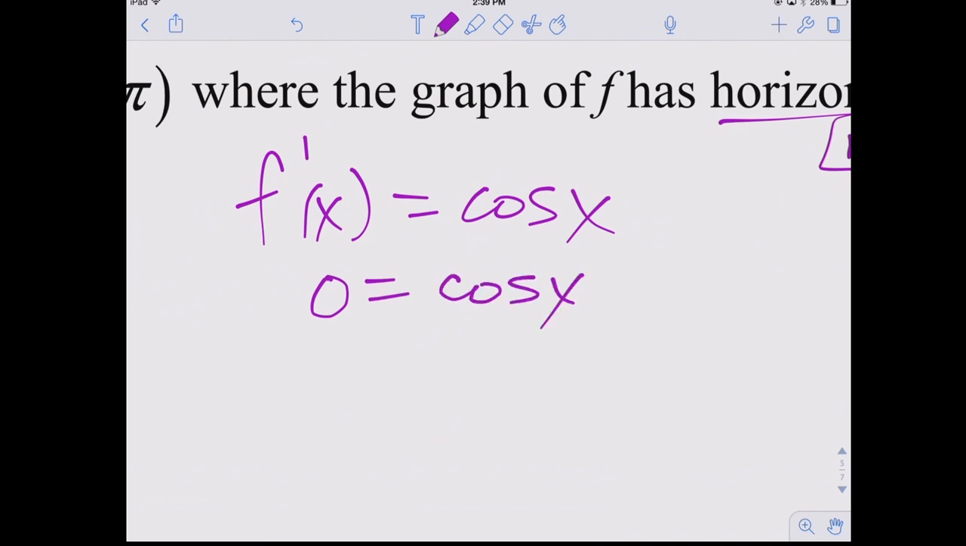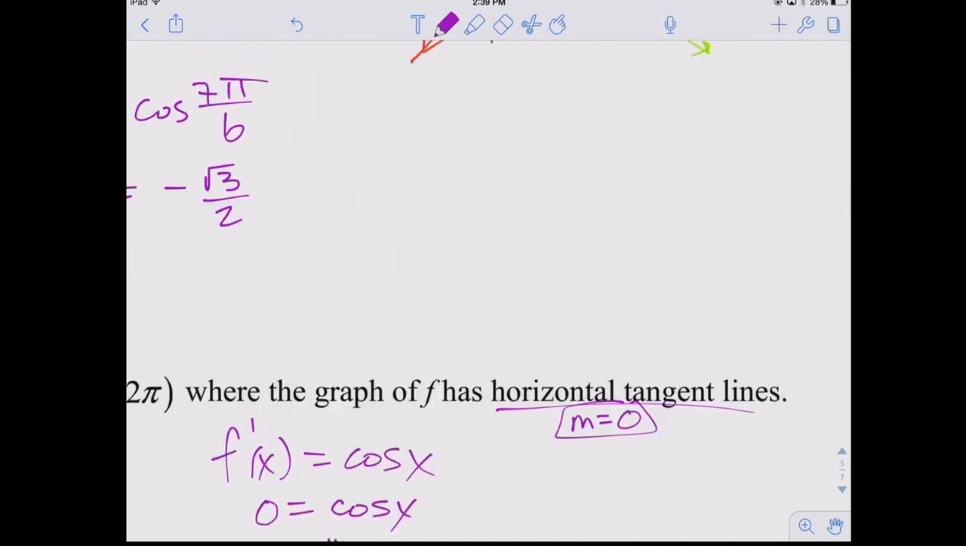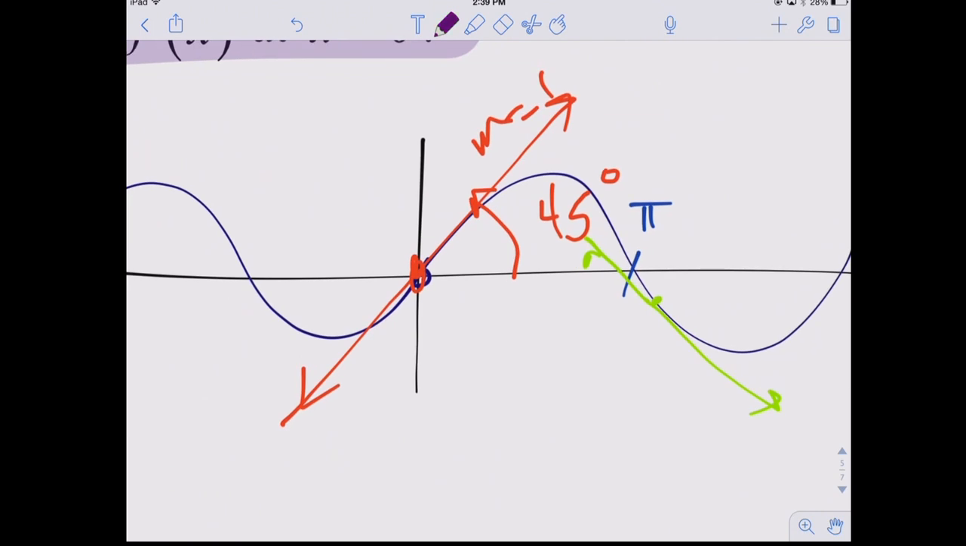Where is cosine equal to 0 on the unit circle? At what angles is cosine 0? Pi halves and 3 pi halves. Good. On the y-axis. Remember, cosine measures the horizontal width of the triangle, and when it's on the y-axis, you've collapsed it to nothing. And if you come up here to the graph, pi halves and 3 pi halves, but of course.